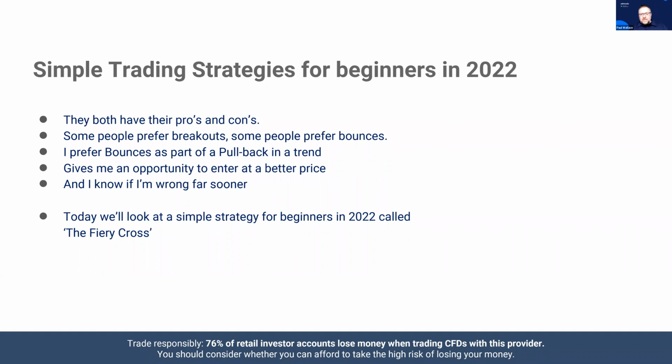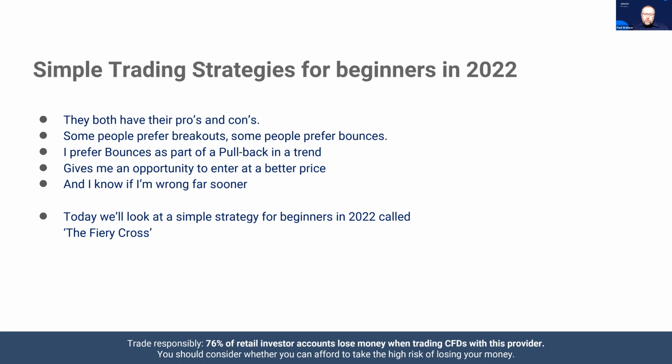Personally, I tend to prefer bounces, as part of a pullback in a new trend. The reason is that I believe it gives me an opportunity to enter at a better price, which means my trade risk might be smaller and my reward to risk ratio might be more achievable. But equally, if the trade isn't going to work out, I know that I'm wrong far sooner, which might sound strange for a trader to say. But I've often said it's not merely financial capital you put at risk, you put emotional capital. And if my trade plan isn't going to work out because the market is dynamic and fluid and changing, then I'd sooner know I'm wrong, because then I can cut the trade, reset myself and go again.